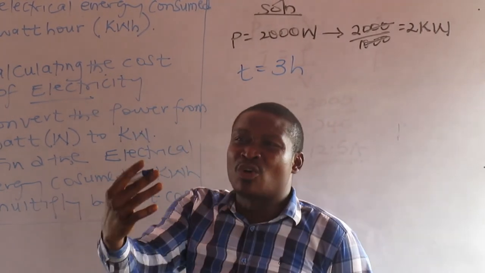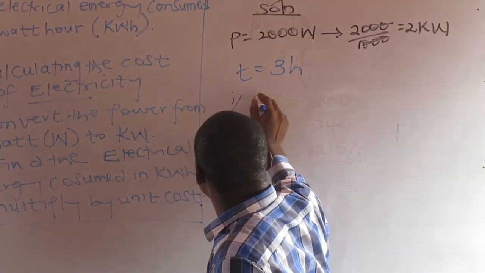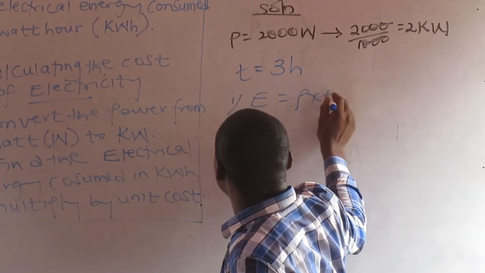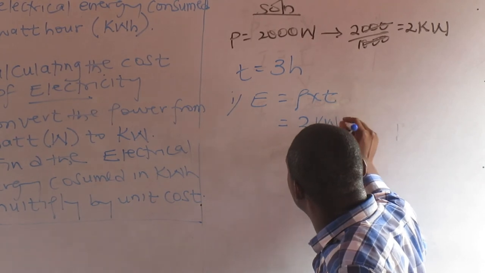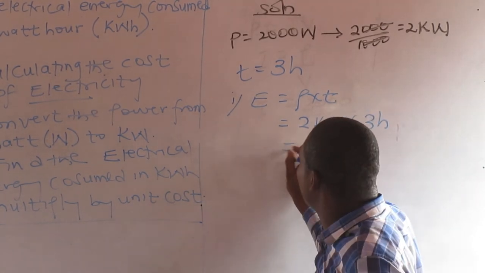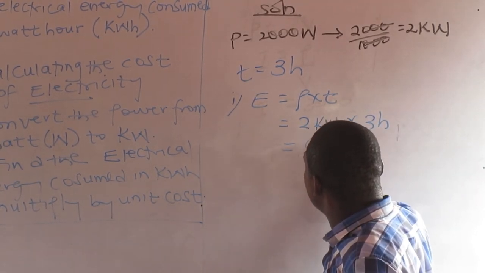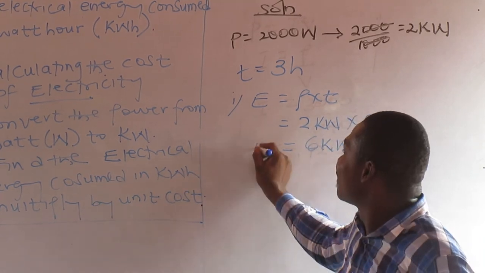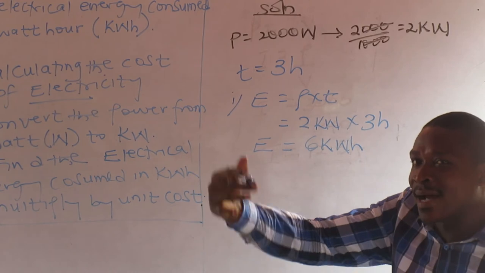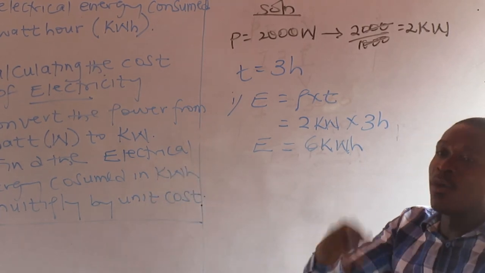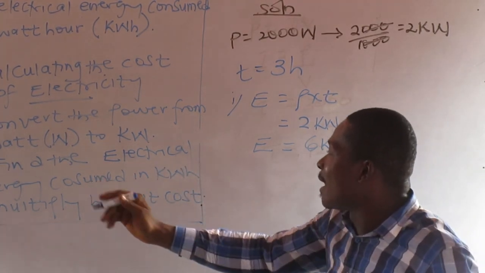Calculate the amount of energy consumed. Let's go. In short, the electrical energy is power times time. That is 2 kW by 3 hours. What do we get? 6 kWh. Good. The unit for electrical energy consumed is kilowatt hour, not kilowatt per hour. Kilowatt hour.